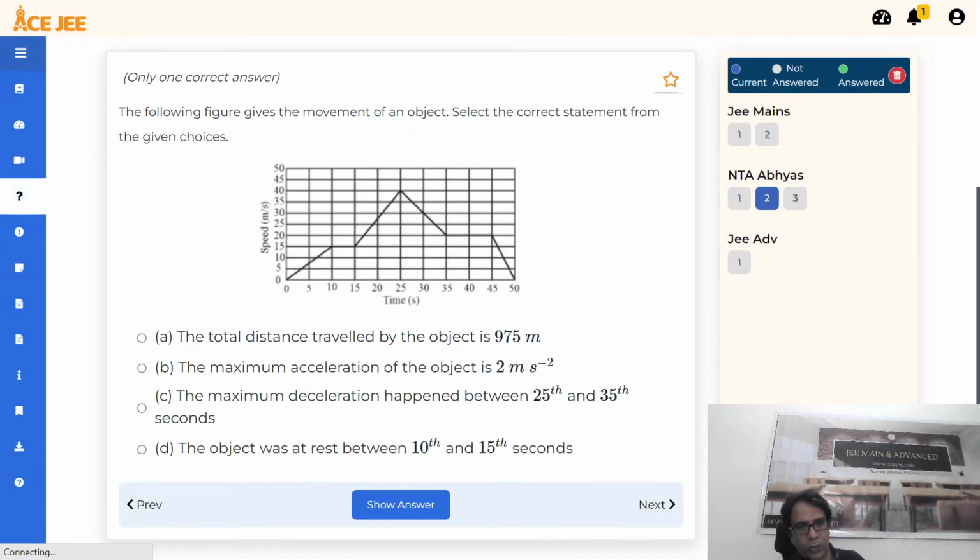So let's quickly figure out the other 3 options, which ones are right. What is the maximum acceleration? Is it 2.5 or is it 2 meters per second square? Another 30 seconds before we move on.